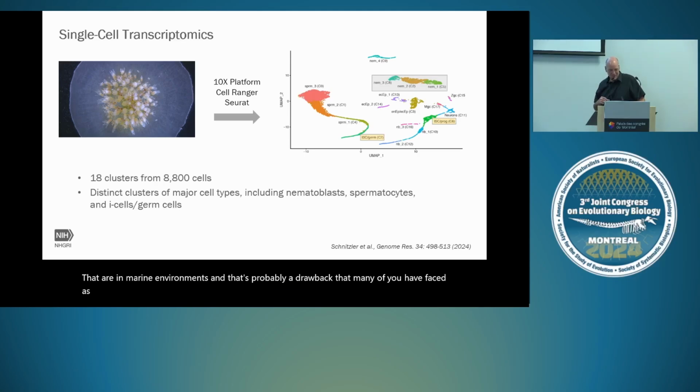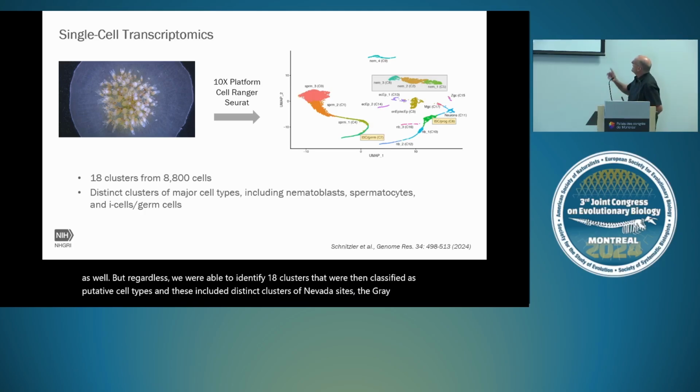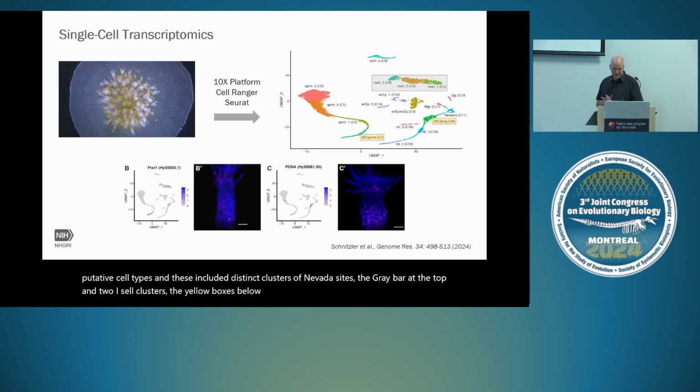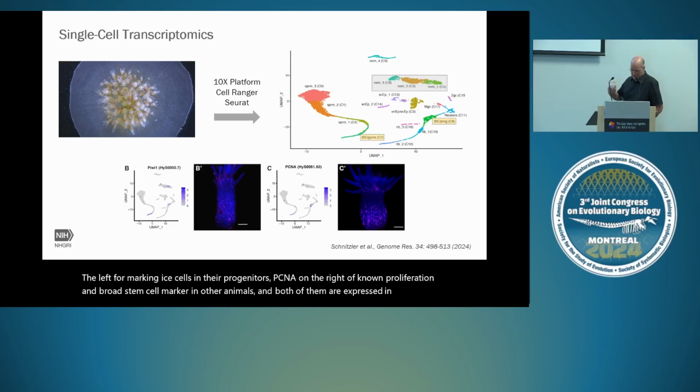But regardless, we were able to identify 18 clusters that were then classified as putative cell types. And these included distinct clusters of nematocytes, the gray bar at the top, and 2 I-cell clusters, the yellow boxes below. Okay. We subsequently validated these marker genes by FISH, so we have 2 examples here. Peewee on the left for marking I cells and their progenitors, PCNA on the right, a known proliferation and broad stem cell marker in other animals, and both of them are expressed in the I cell band in the middle of the body column.